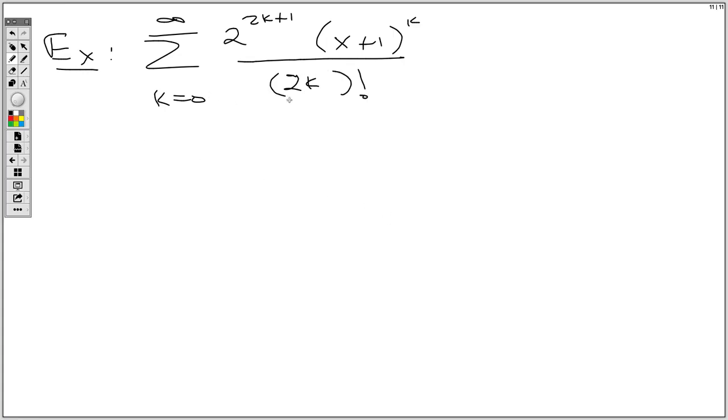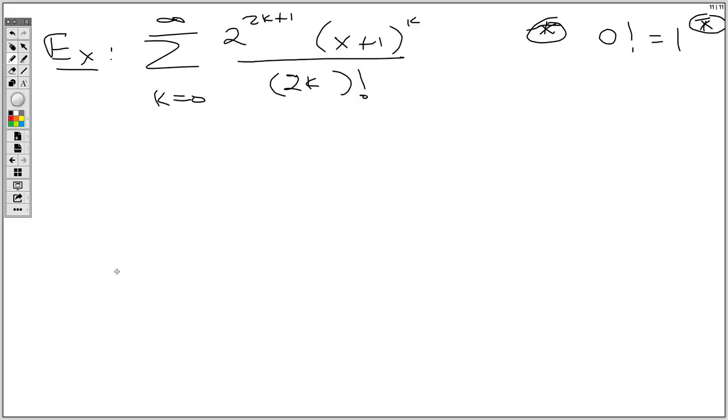And once again, folks, you've got to remember here, so you don't panic, 0 factorial is defined to be 1. So anytime you have a factorial in the denominator and you've got a 0 down there, it's fine. 0 factorial is 1.